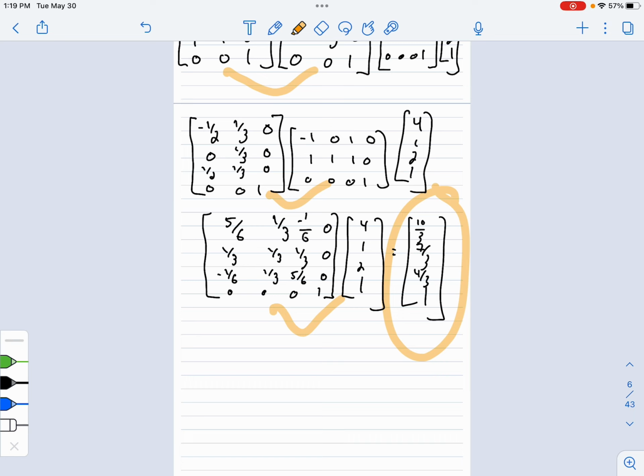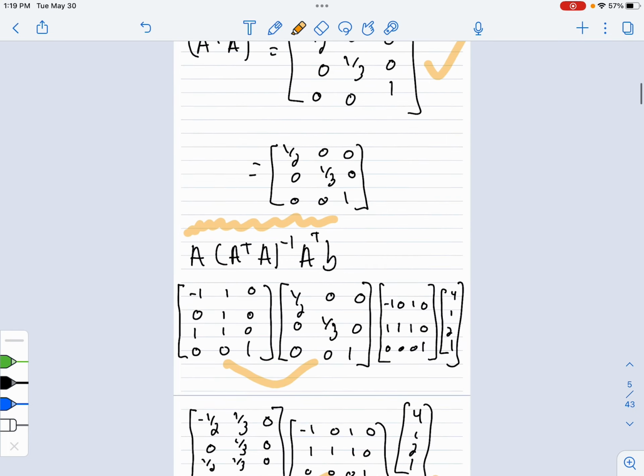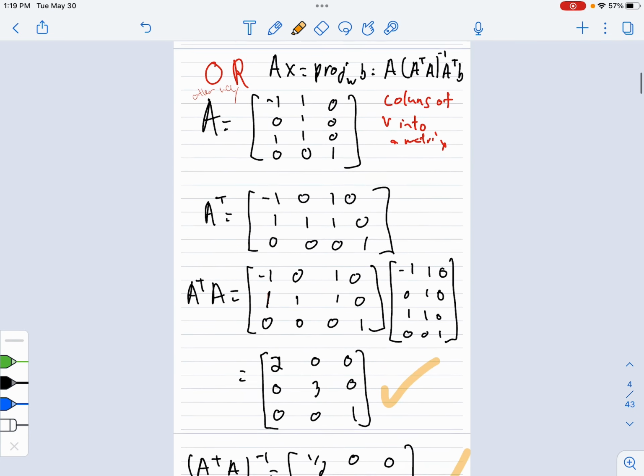Either way, it's up to you. However, I've seen a lot of professors prefer the method that we have here.